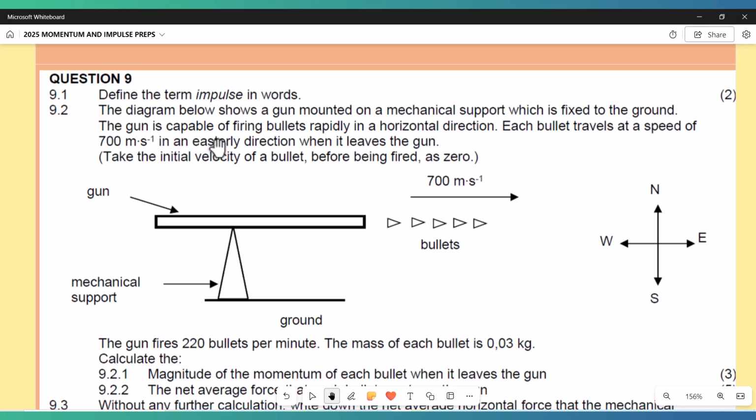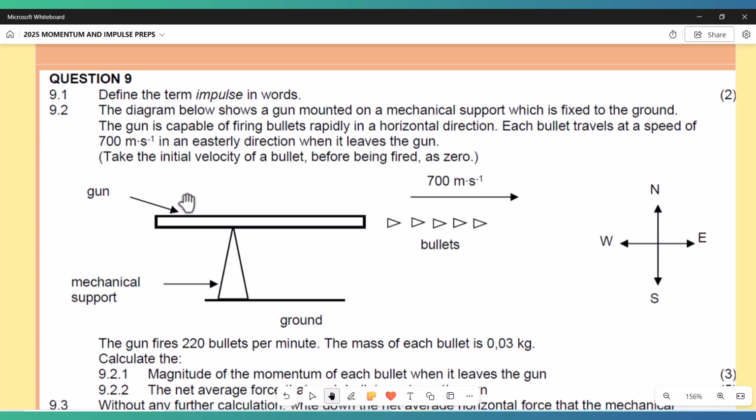The diagram below shows the gun mounted on a mechanical support which is fixed to the ground. The gun is capable of firing bullets rapidly in a horizontal direction. Each bullet travels at a speed of 700 meters per second in an easterly direction when it leaves the gun.